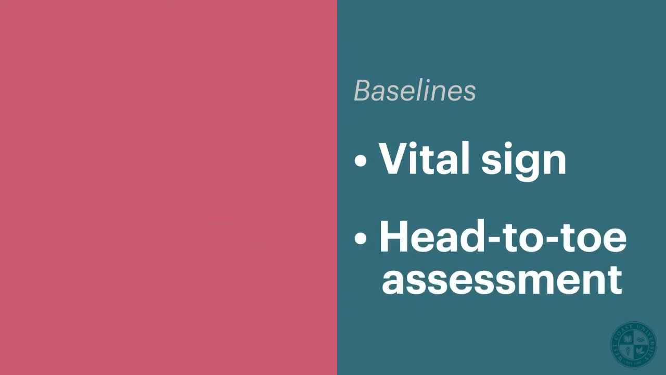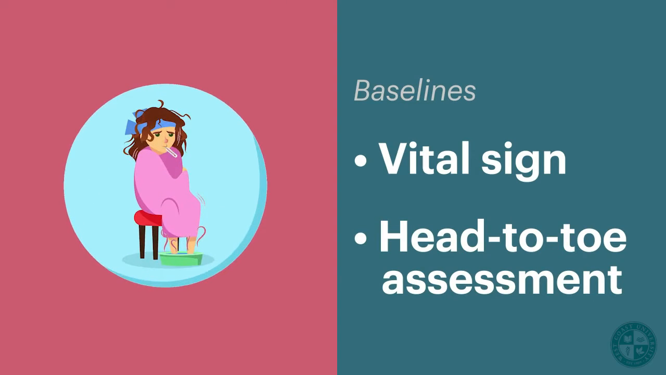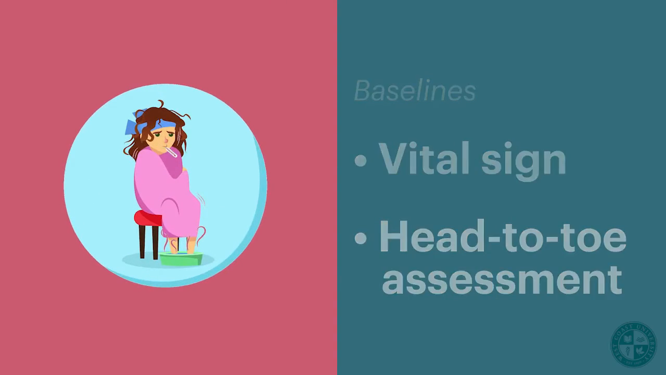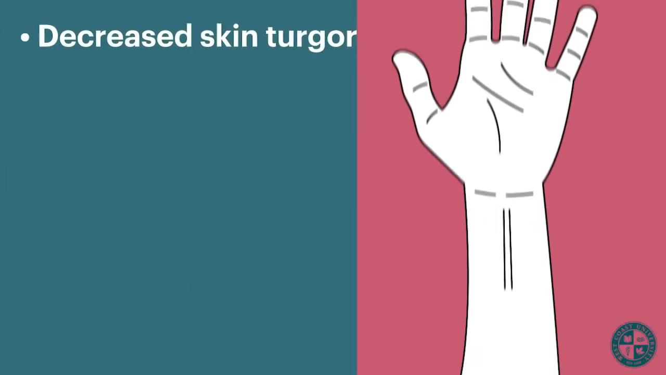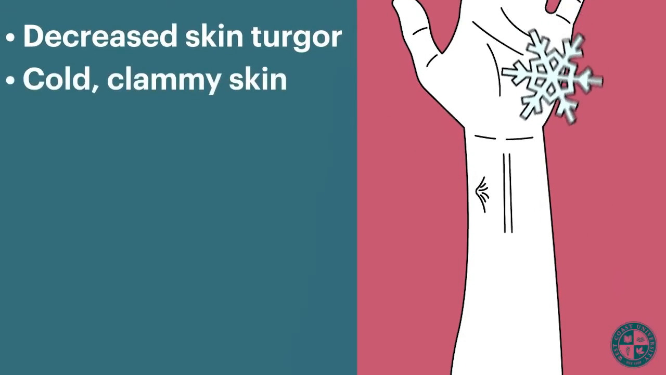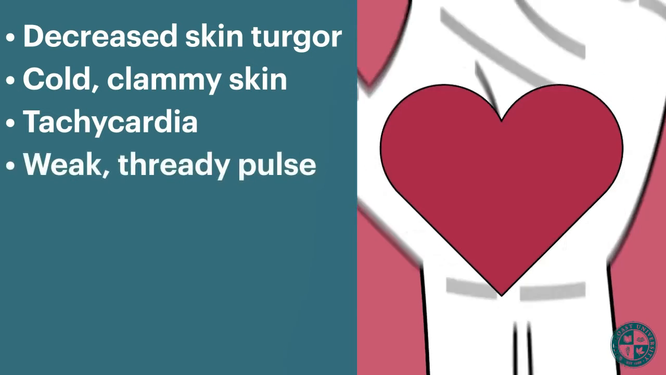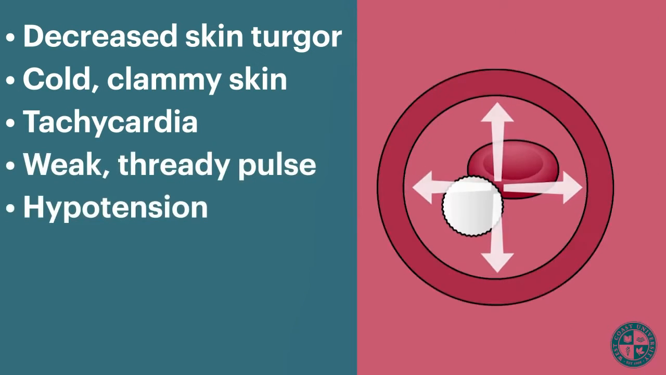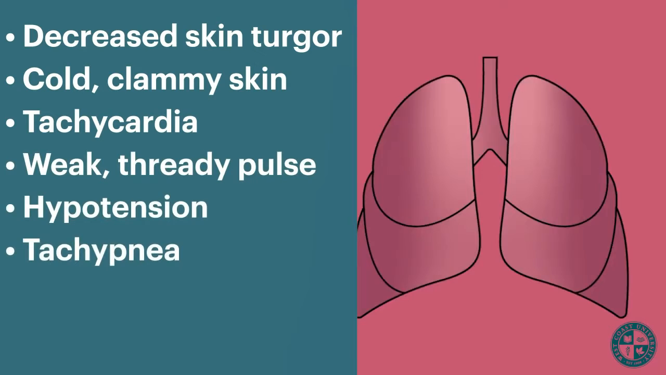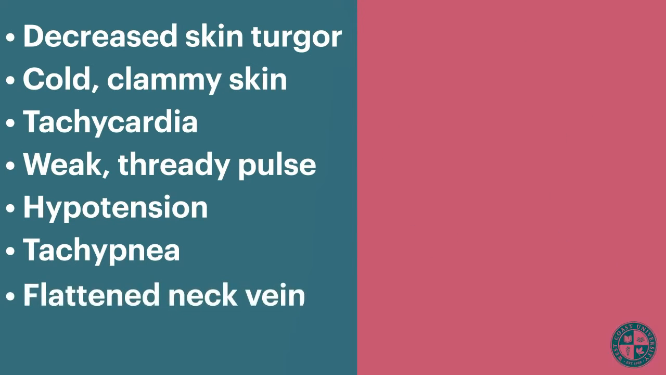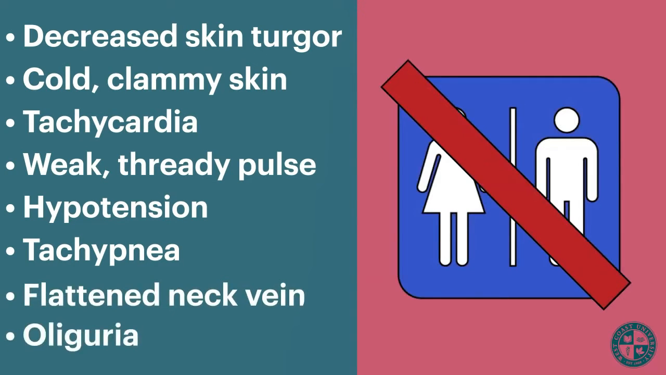So, what are some signs and symptoms of volume depletion? Well, they would include decreased skin turgor, cold, clammy skin, tachycardia, a weak, thready pulse, hypotension, tachypnea, flattened neck veins, and oliguria, to name a few.